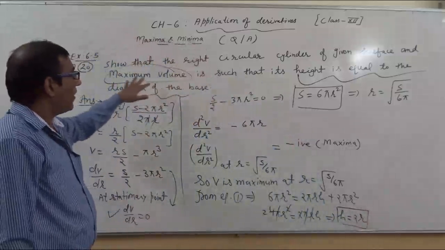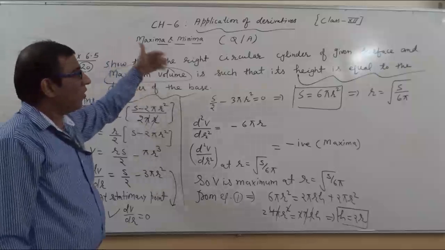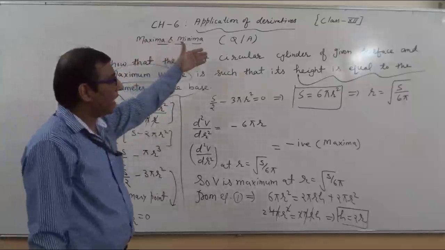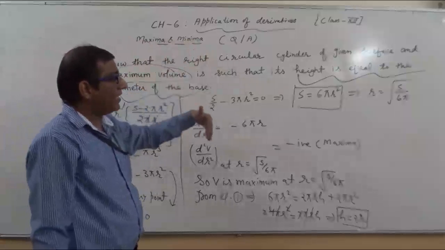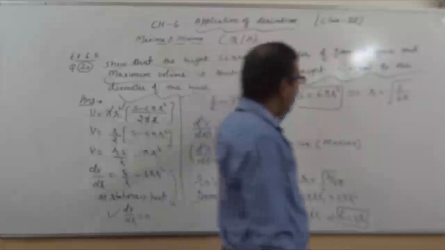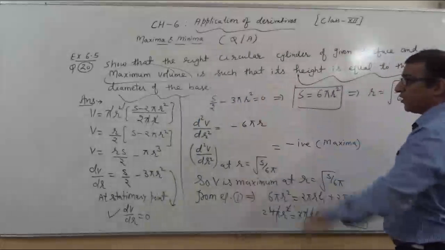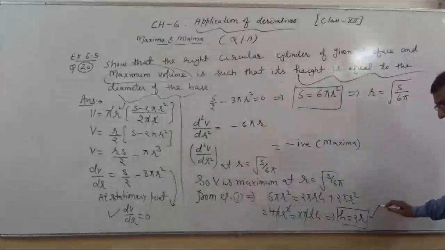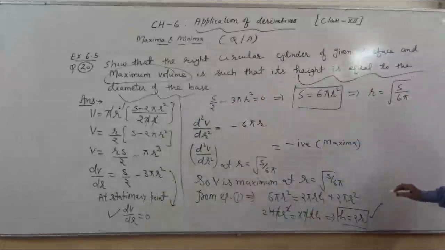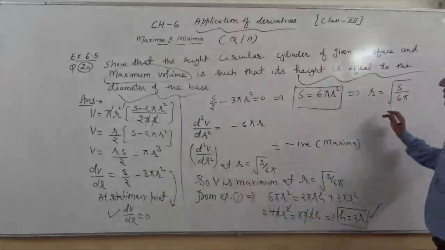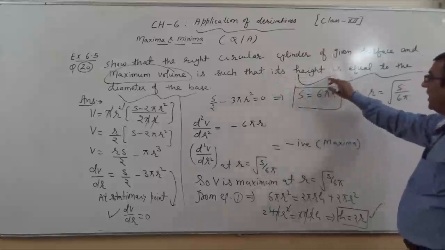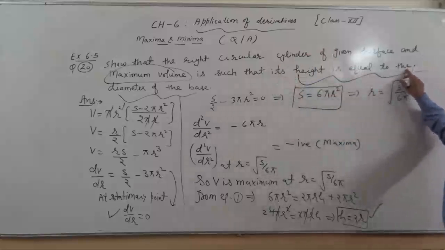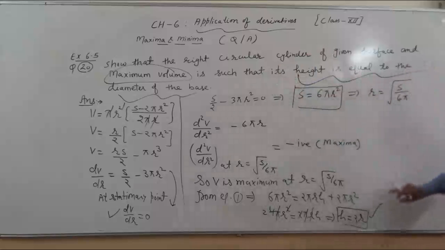if the surface and maximum volume both are given, or if the surface is given for the right circular cylinder, then we will easily show the maximum volume, and we will also easily show that height is equal to the diameter of the base. So after this h equals 2r, we have to write: yes, we can say for given surface, volume is maximum and height is equal to the diameter of the base. We have to write this after this.